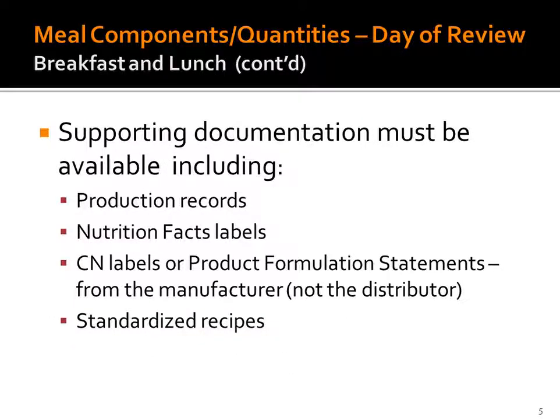Documentation to show the nutritional contribution of each food item to the meal pattern requirement must be available. These documents show how your meals meet the requirements. This includes production records, again this is for all reimbursable meals, child nutrition labels or CN labels, nutrition fact labels, manufacturer specification sheets, and any standardized recipes.